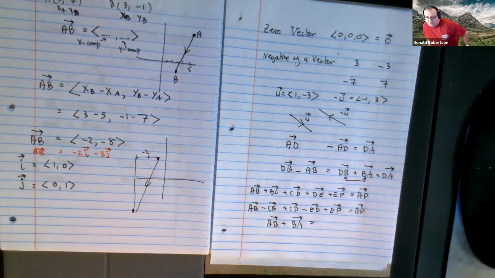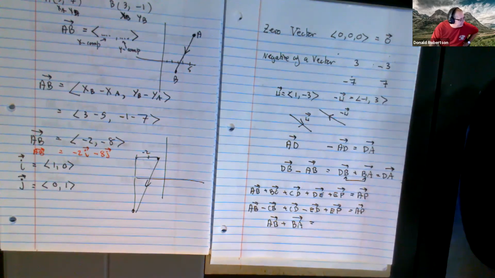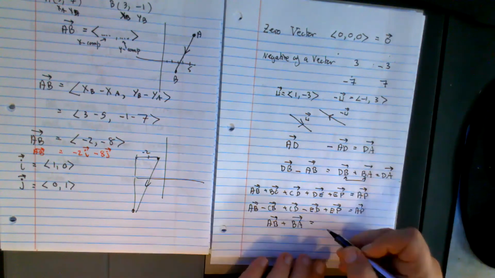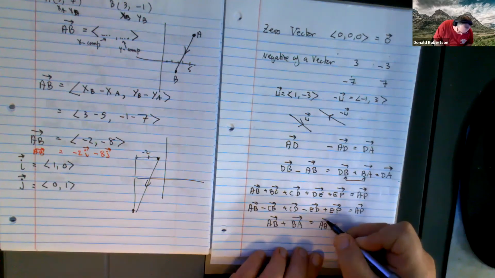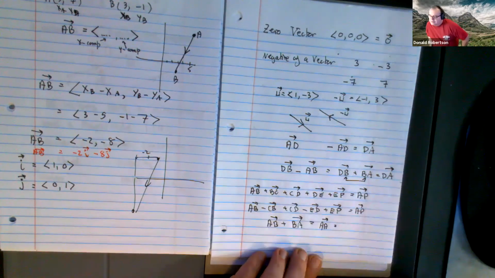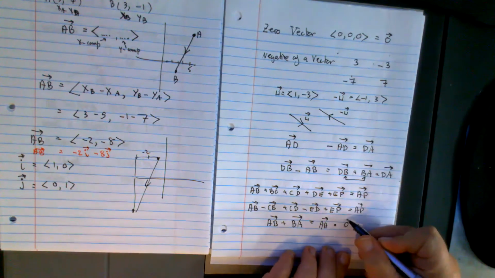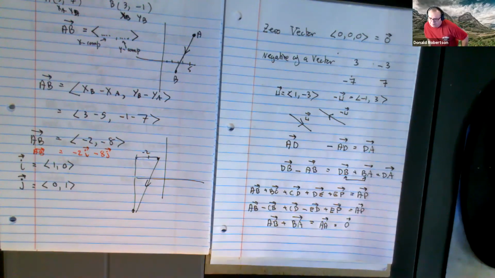Right. What about this journey? What vector would AB plus BA get you? A to A. And what's another name for the vector A to A? Zero vector. So wouldn't a zero vector be kind of like a round trip where you start someplace but you end up at the place you started? That would be a zero vector.